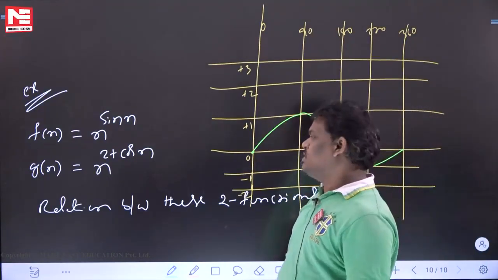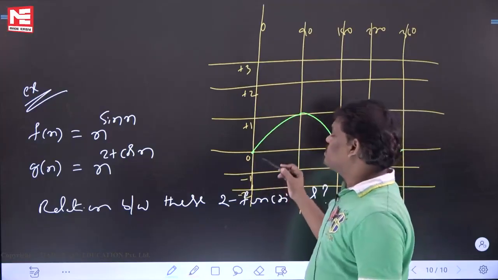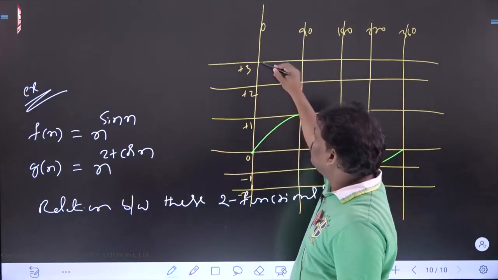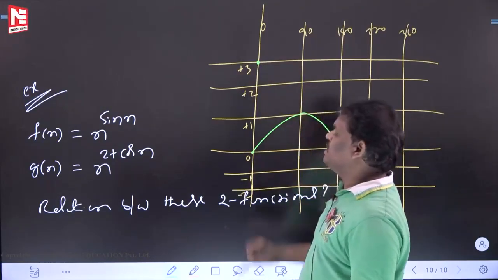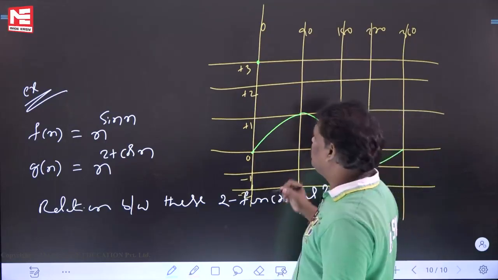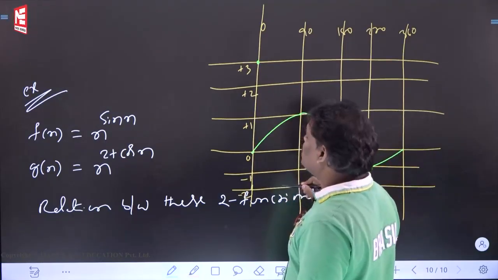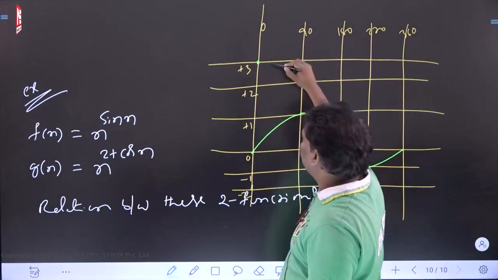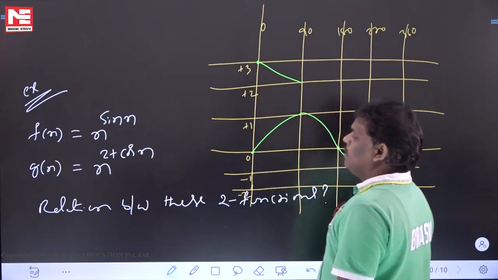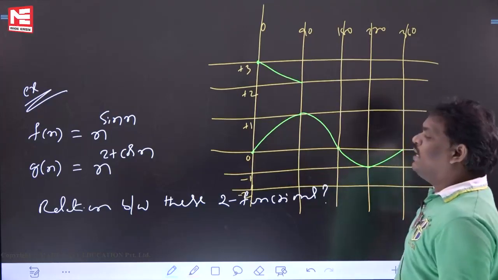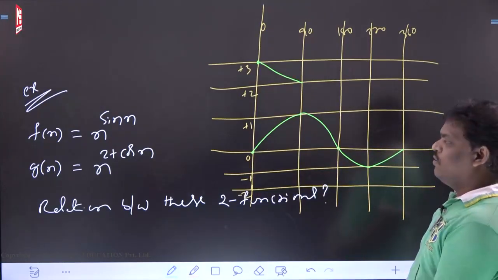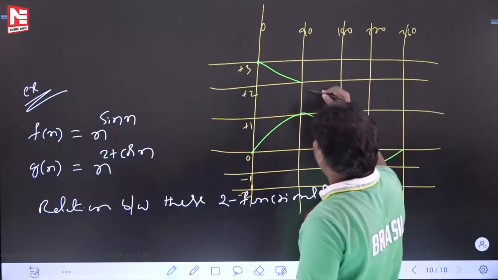Now go to the next one, G of n. Can you help me now? Cos 0, 1, 2 plus 1, 3. So G will start from here. Cos 0, 1, 1 plus 2, 3. From 3 onwards it will start. Cos 90, 0, 2 plus 0, 2. Okay, cos 180. What is the answer? Minus 1. 2 minus 1, 1.